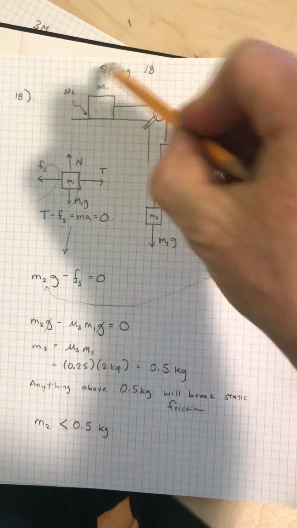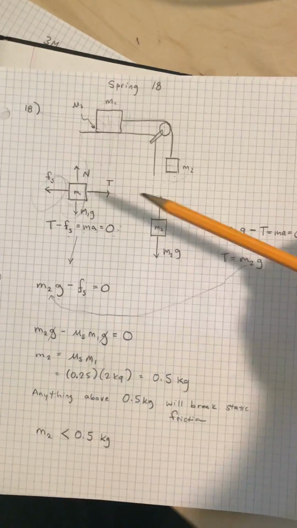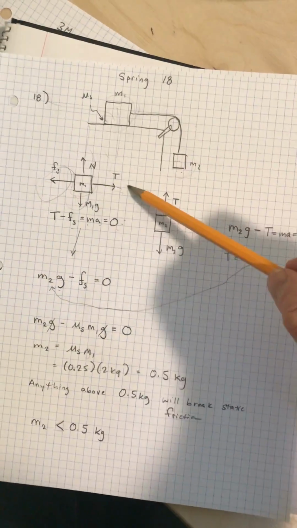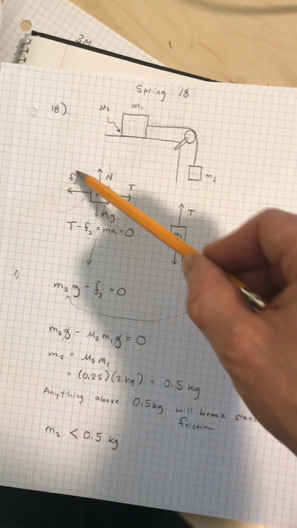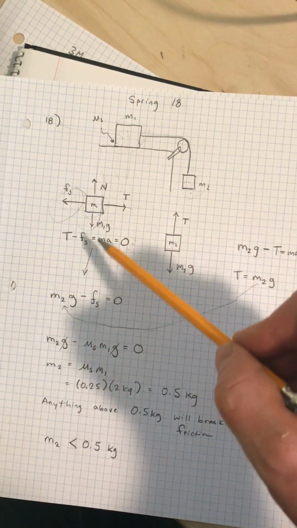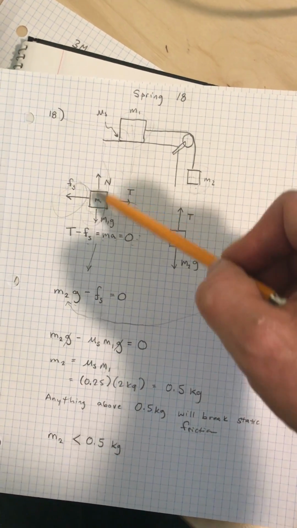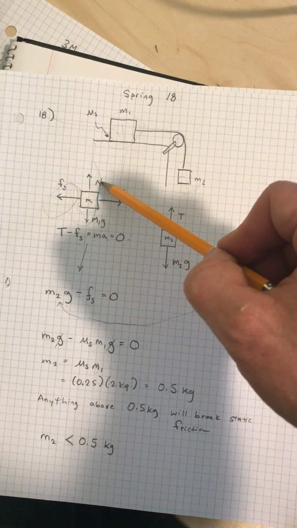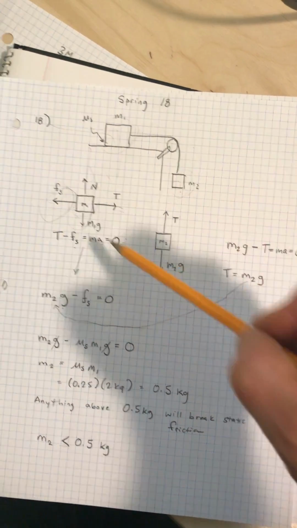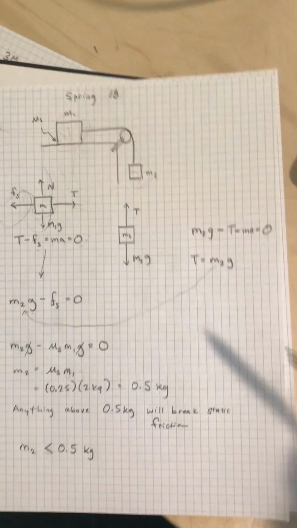If we draw the free body diagram for M1, we have the tension pulling this way. We have the friction, which is oppositional, it's static friction. And we have the normal force pushing up against the weight, and we know that N equals M1G, and that's going to help us when we have to calculate the friction.